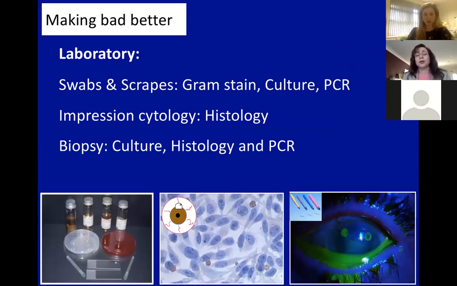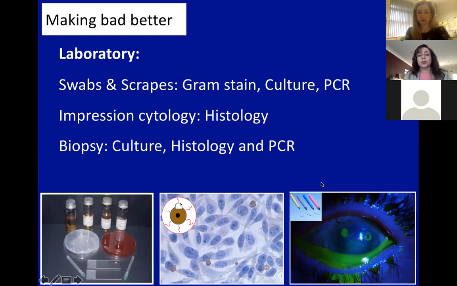So it is very important, if you have a sight-threatening infection, to stop all treatment and swab. Take swabs and take scrapes and use Gram stain and culture. And if you have PCR, that's even better. You can use impression cytology sometimes in viral infection and send for histology. And if you're not getting anything, the patient's getting worse, then you need a corneal biopsy. And usually when you do take a biopsy, you use the biopsy punches. You take one for microbiology and one for histology.